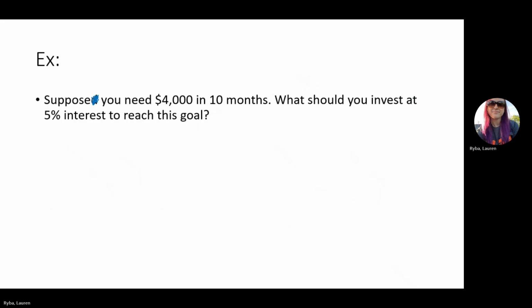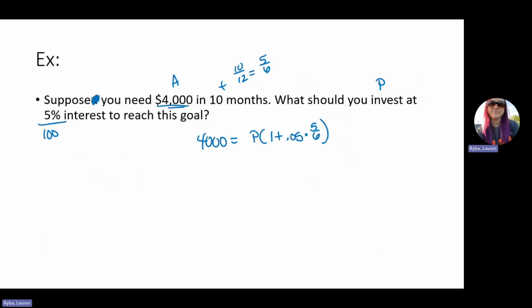Suppose you need $4,000 in 10 months. What should you invest at 5% interest to reach this goal? So this is our future value. This is what we want to have, our A. Our time is 10 out of 12 or 5/6. What should you invest is your P. 5% interest, 5 out of 100 makes 0.05. So let's see, 4,000 equals P times 1 plus 0.05 times 5/6.